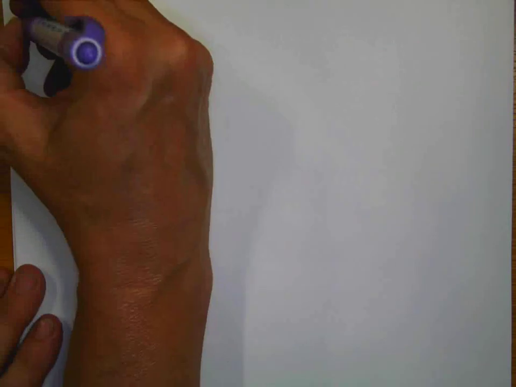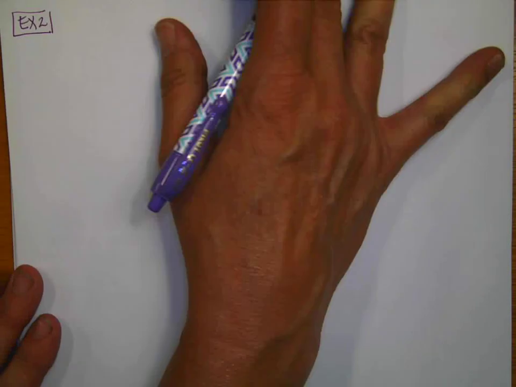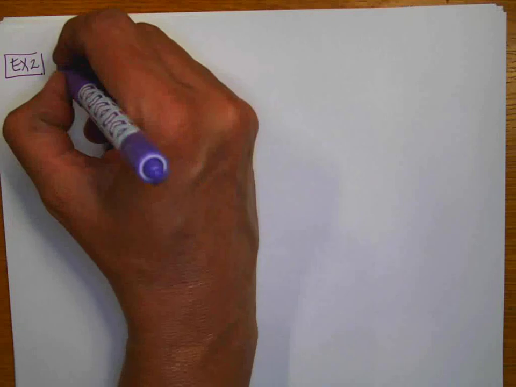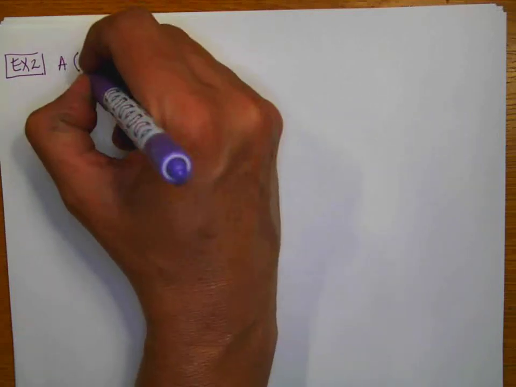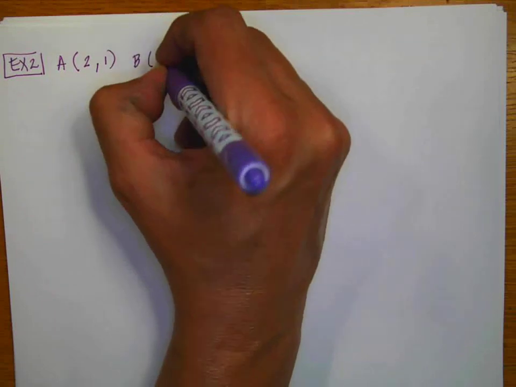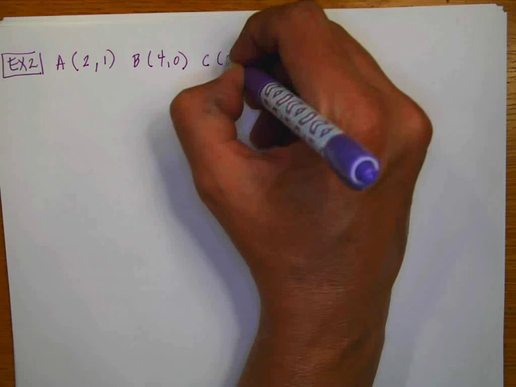So this is going to be example 2. The examples are numbered in case you have a question about them when you come to class. It makes it easier to ask. So we're going to be given that the coordinates of A are 2, 1, the coordinates of B are 4, 0, and the coordinates of C are 5 and 7.